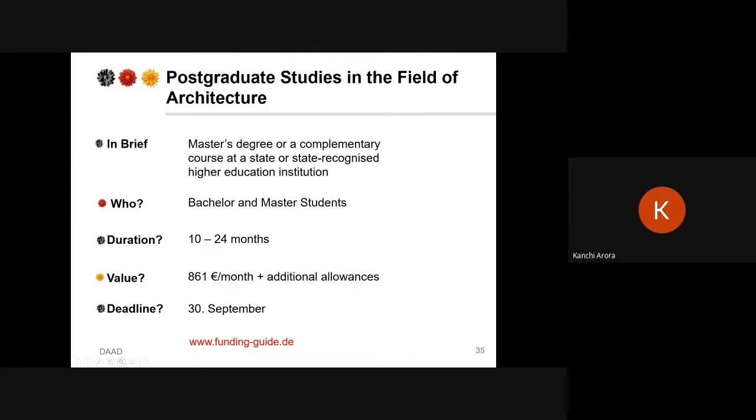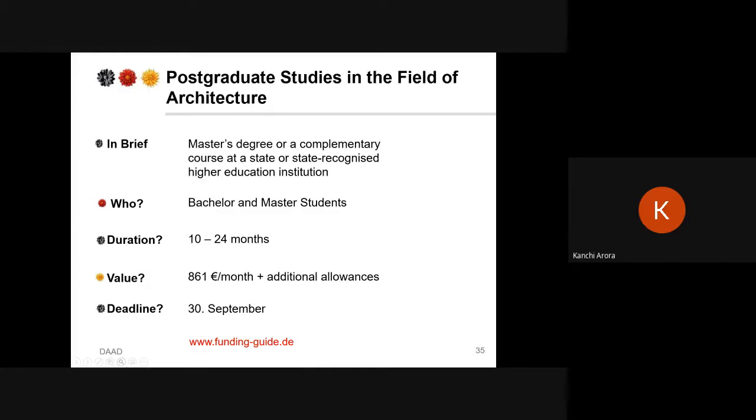Now, talking about the scholarship for postgraduate studies in the field of architecture, bachelor's and master's students can apply. They can apply for a master's course in architecture, and you could apply with the green DAAD form. What you get is 861 euros per month, plus a bit of additional allowances.